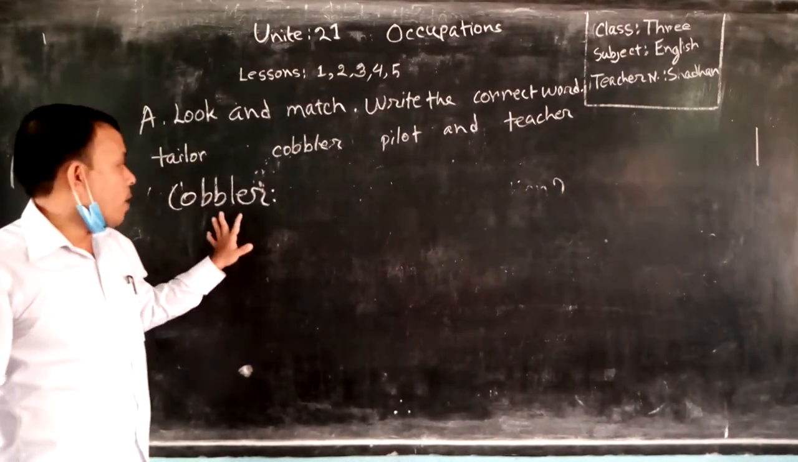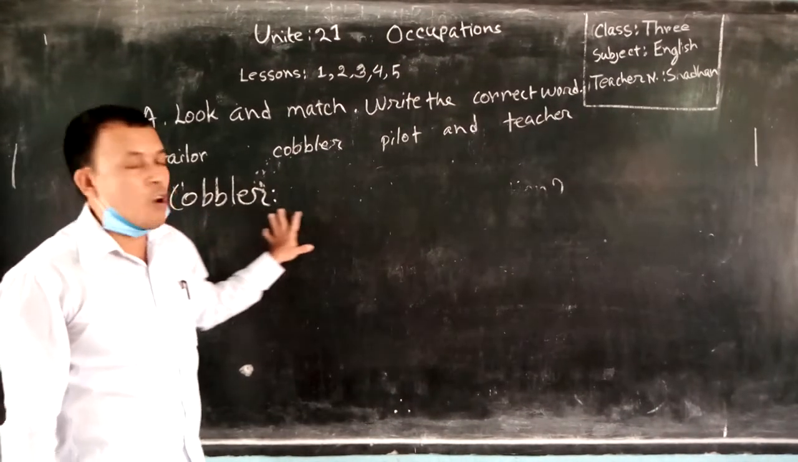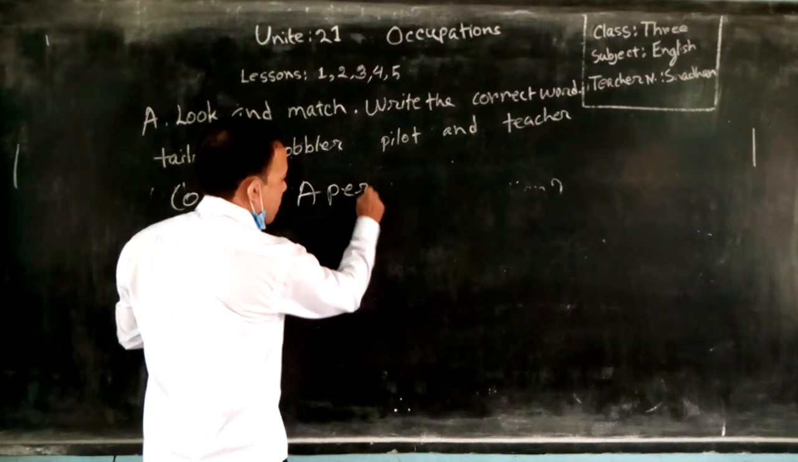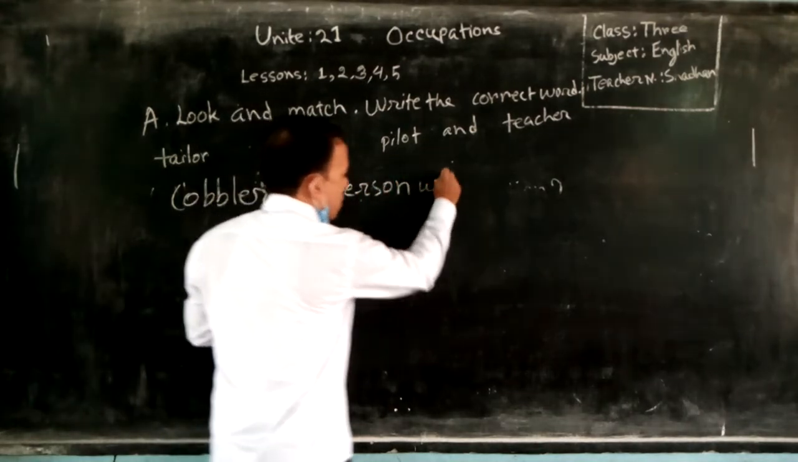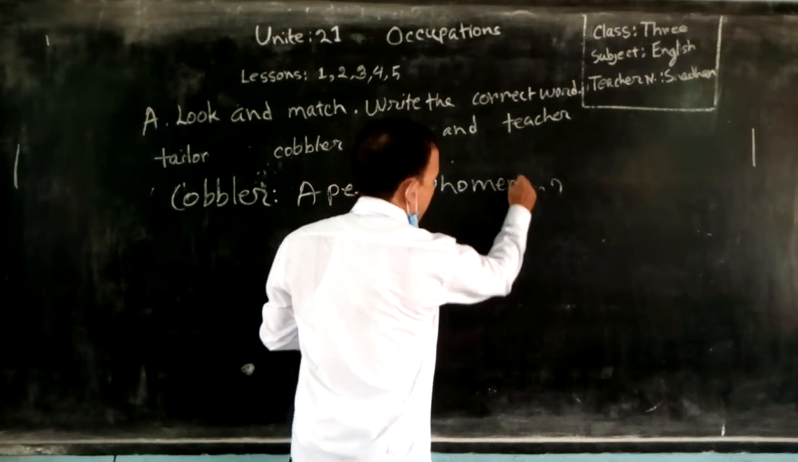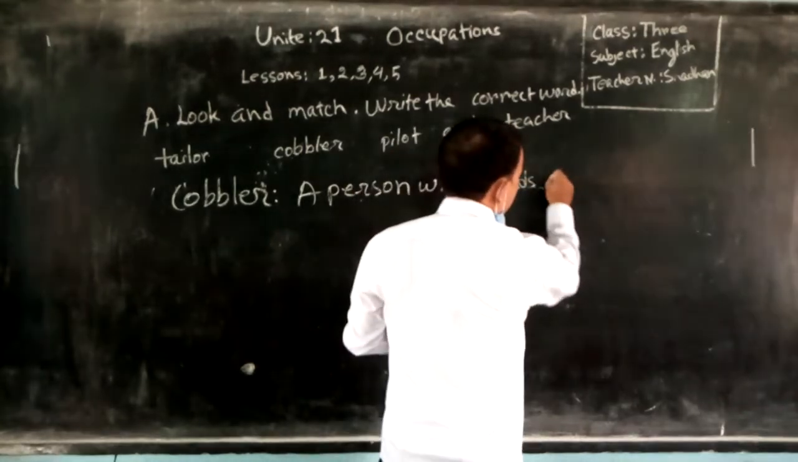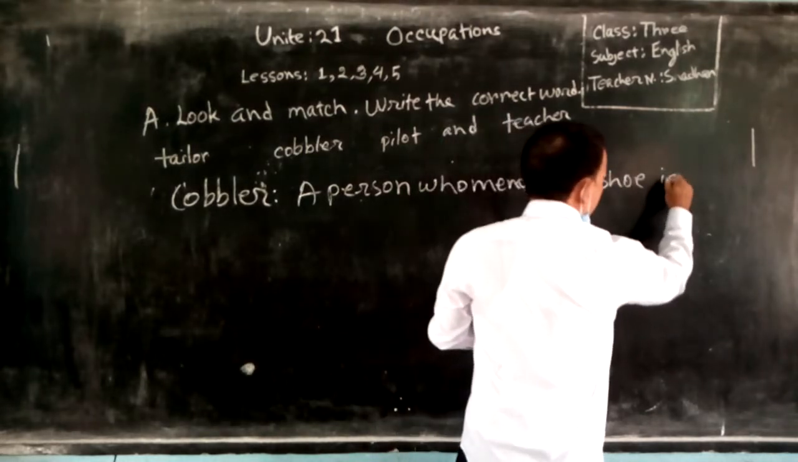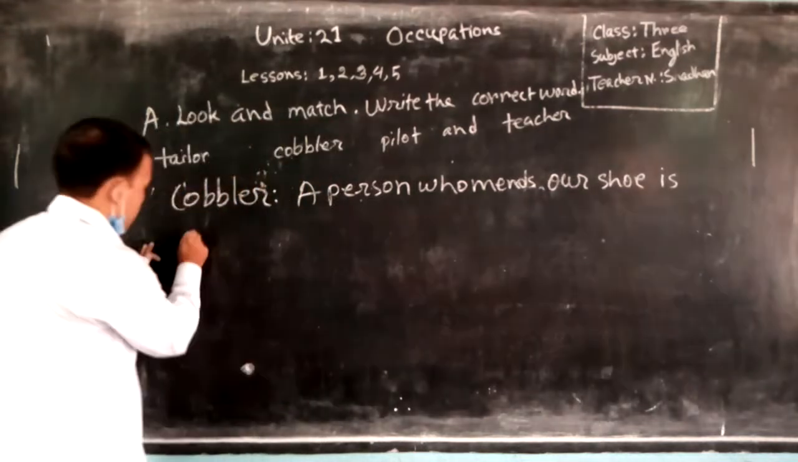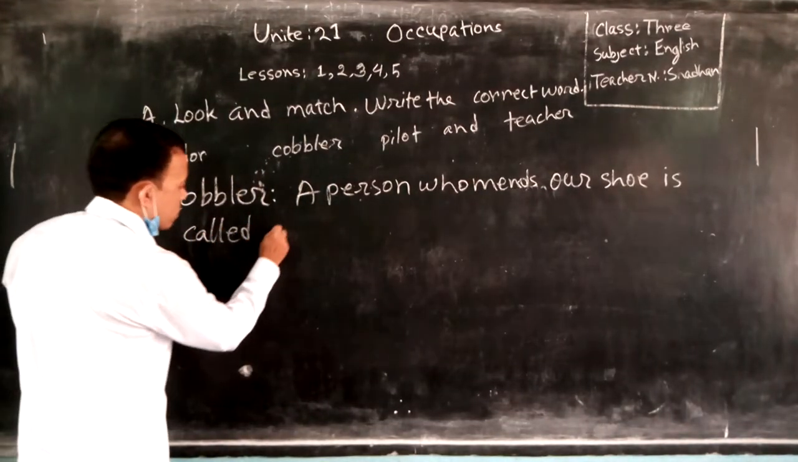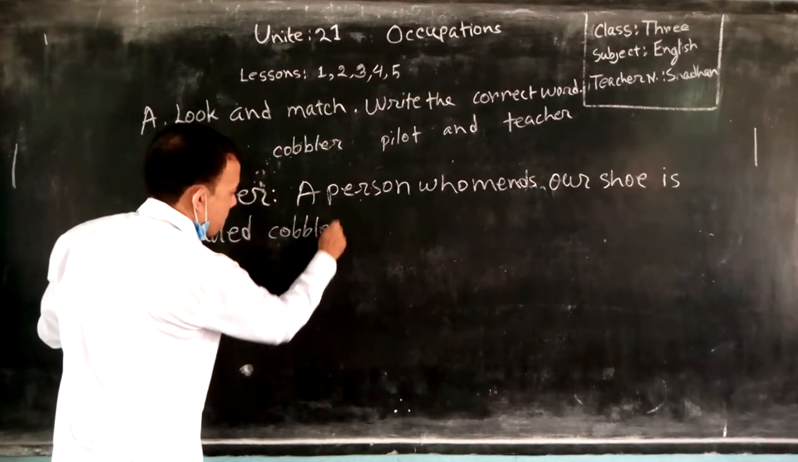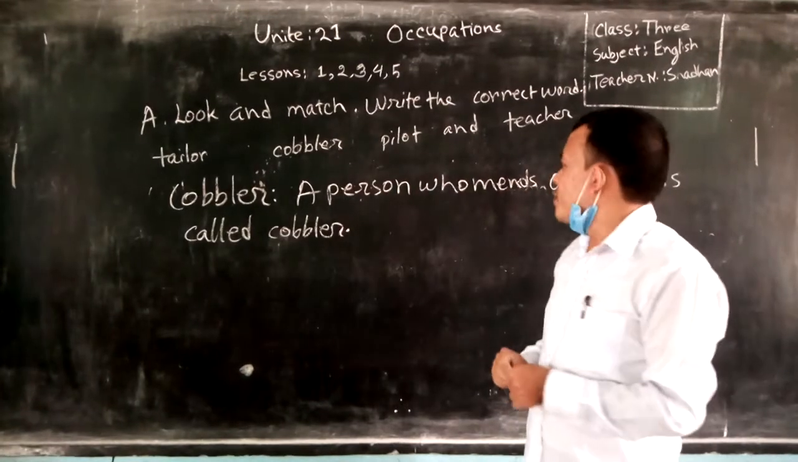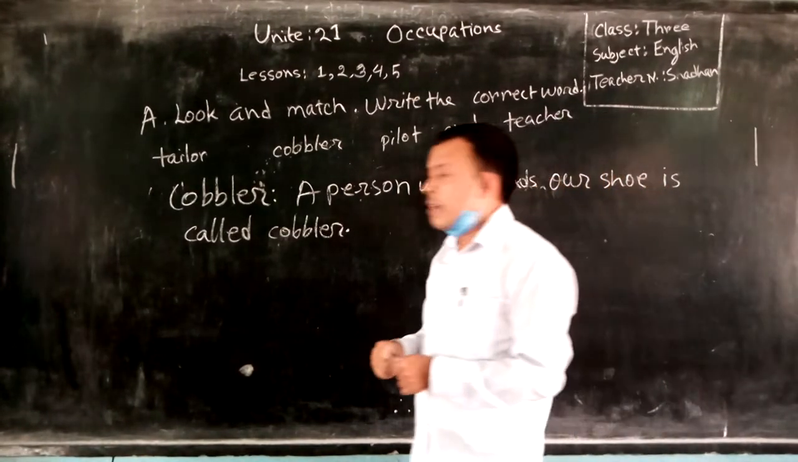Then, now I am going to discuss about the definition of a cobbler. Cobbler means a person who mends our shoe is called a cobbler. That means a cobbler's business is to mend others' shoes.